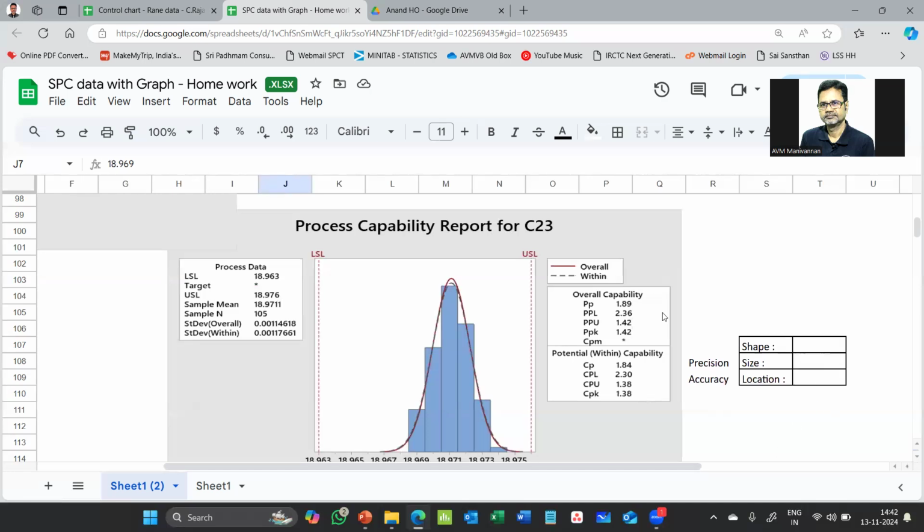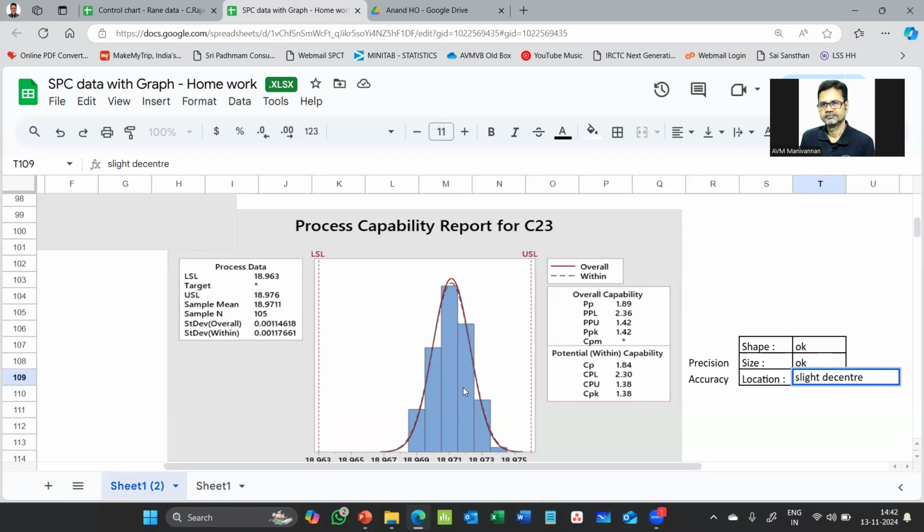Raja, please tell whether the shape is okay. Yes, sir. Shape, size and dimensions are all okay. The location is okay. Because we are getting a bell curve, the shape is okay. Size is okay, with LSL and USL falling well outside. Location is okay, slightly descended, but okay.